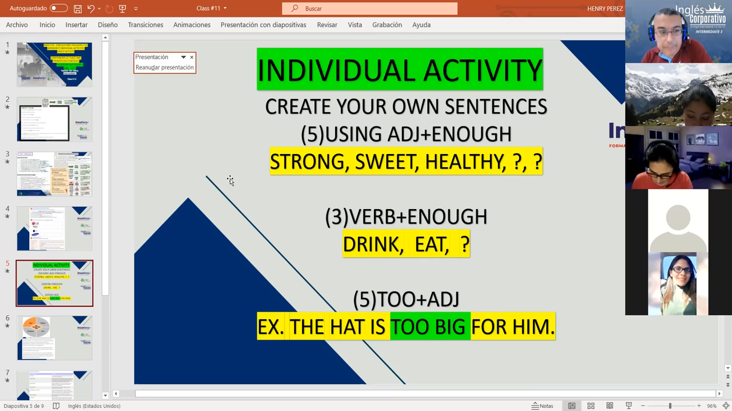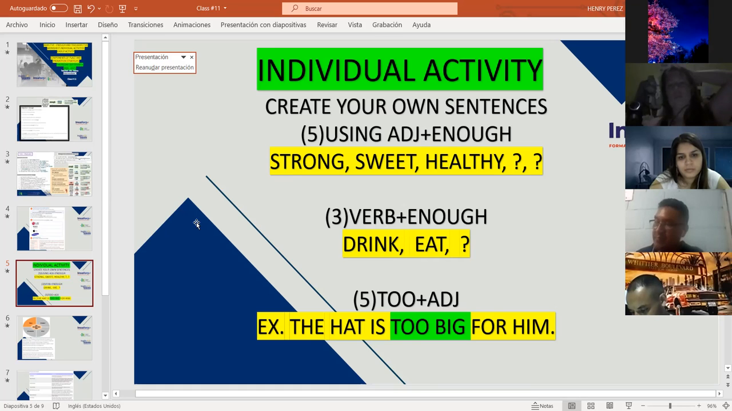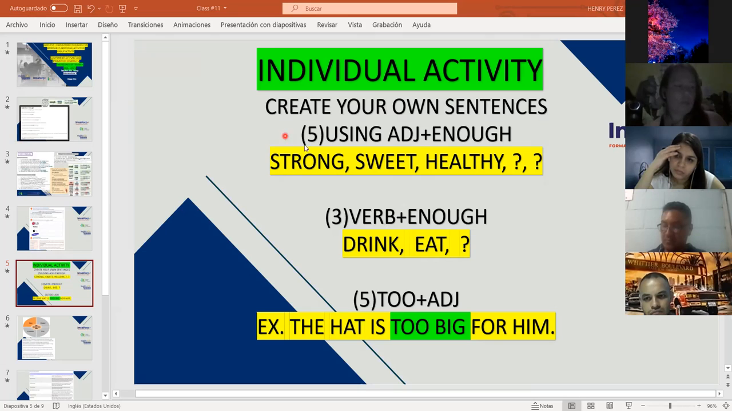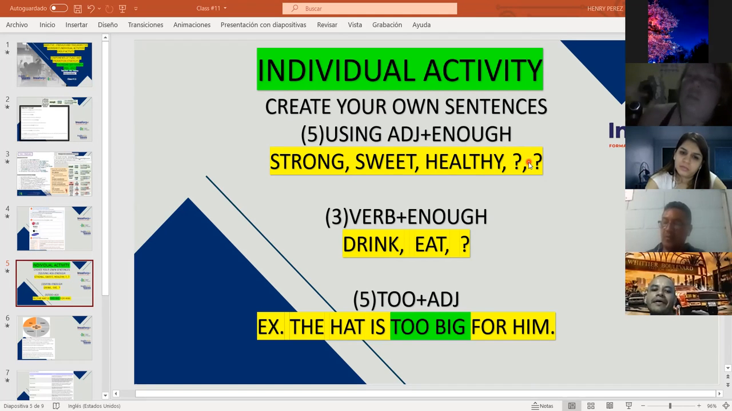You have about 10 minutes. Teacher, yes, Jennifer. In the first exercise, do we have to use the same adjectives five times, or we can use... No, I'm going to explain it to you. Okay, Jennifer? All right. Because there are only three adjectives. Okay, three adjectives. You have to use these three, and the other two are going to be your own. Van a ser propia. Oh, okay.